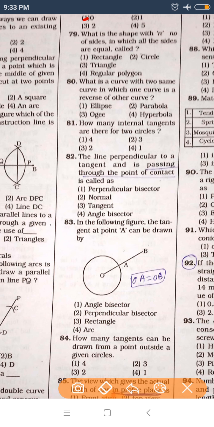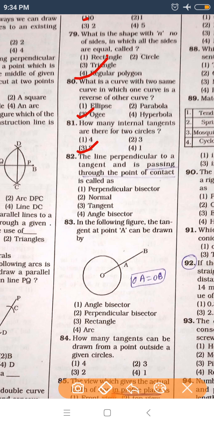What is the shape with n number of sides in which all the sides are equal? It is a regular polygon. What is a curve with two same curves in which one curve is a reverse of the other curve? Ogee curve. How many internal tangents are there for two circles? 2 internal tangents. Next question.